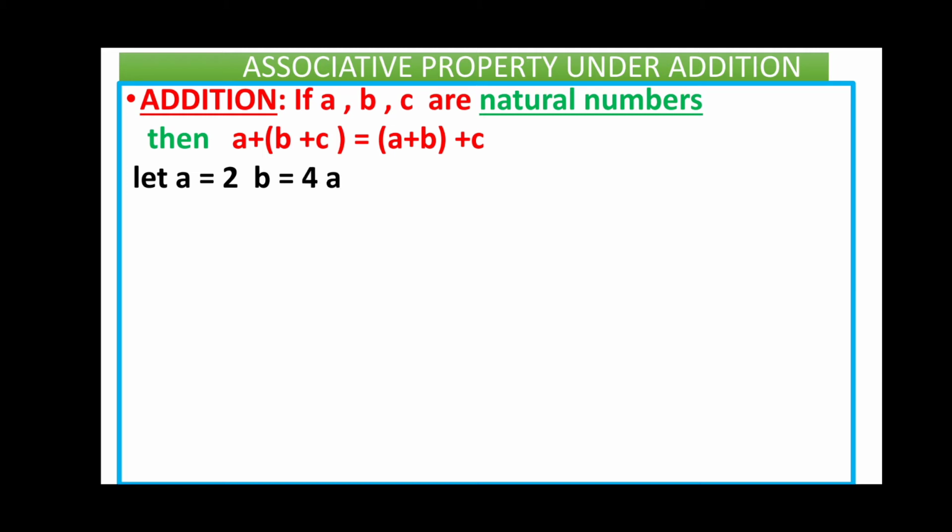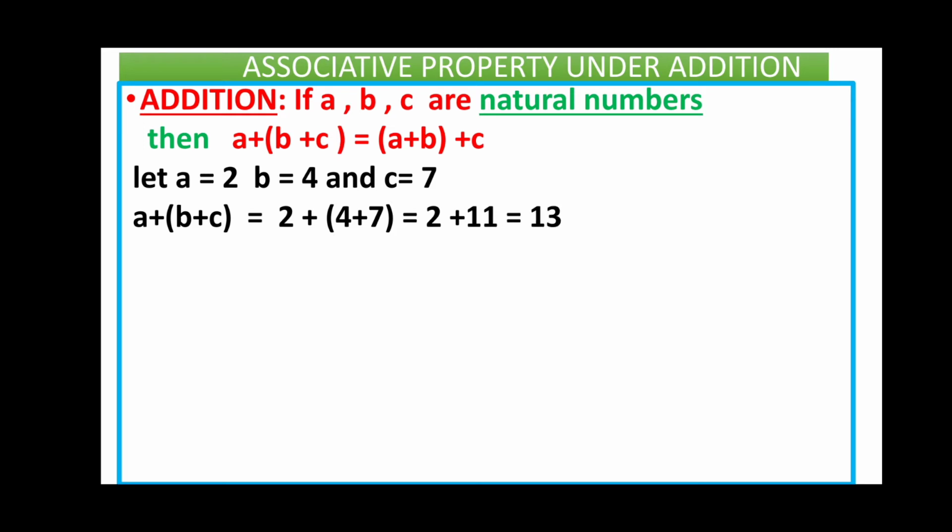Let us take A as 2, B as 4 and C as 7. Now what we have to do? We have to substitute these values in A + (B + C). In the place of A I have substituted 2, in the place of B I have substituted 4 and in the place of C I have substituted 7. Now 2 plus, first we have to do the 4 plus 7 which is in the brackets. So 2 plus 11 which gives 13. In the same way we have to do for (A + B) + C, and here also (2 + 4) + 7.